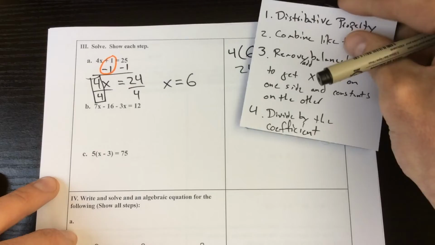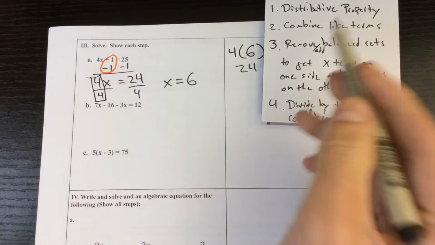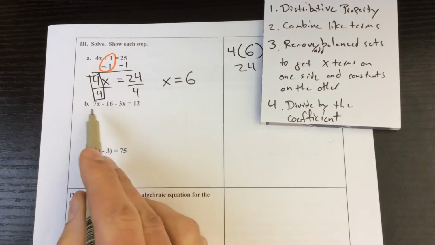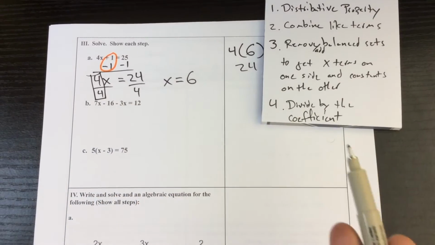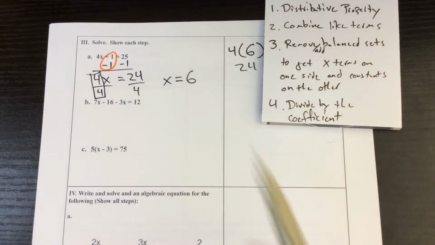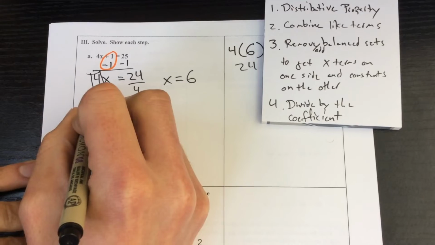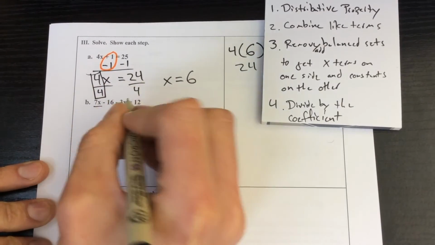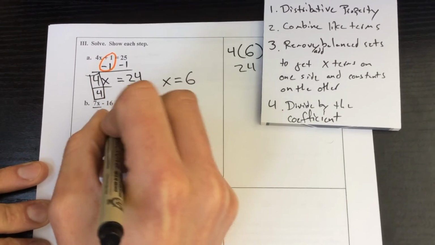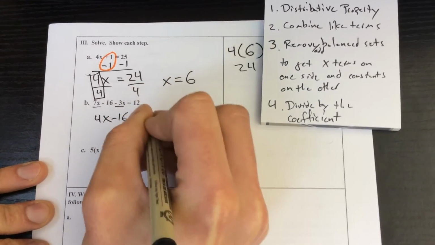All right, on to B. I'll keep this, bring this guy back. Distributive property. Is there distributive property here? No. Combine like terms. Now we have an opportunity to do something. 7x and minus 3x leave me with 4x. Everything else stays the same.